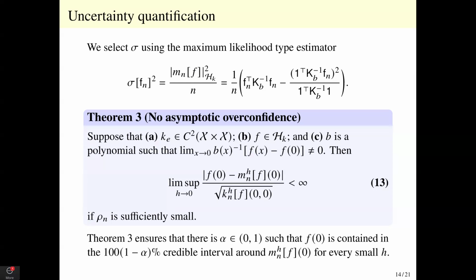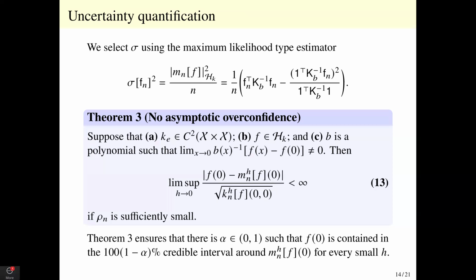So under certain assumptions, we can show that this particular limsup is finite. What this is saying is that this F0 minus MNH at zero is the true extrapolation error. F is the true quantity of interest, and it is the extrapolation. Whereas this stuff in the denominator is the standard posterior standard deviation at the origin. So if you form some confidence interval, that confidence interval is just going to be this guy times some constant.